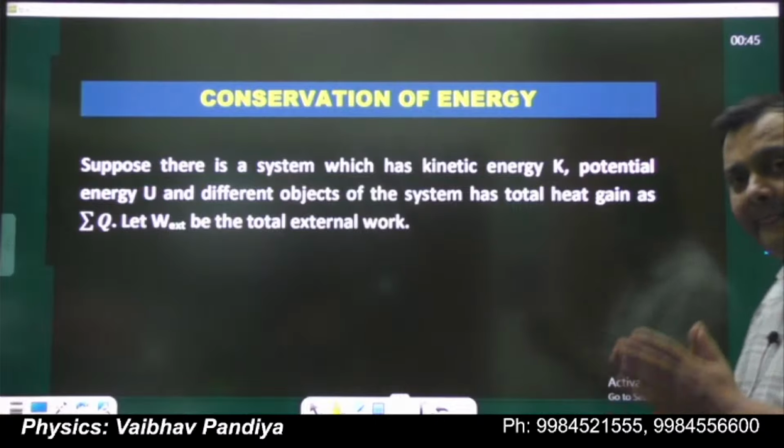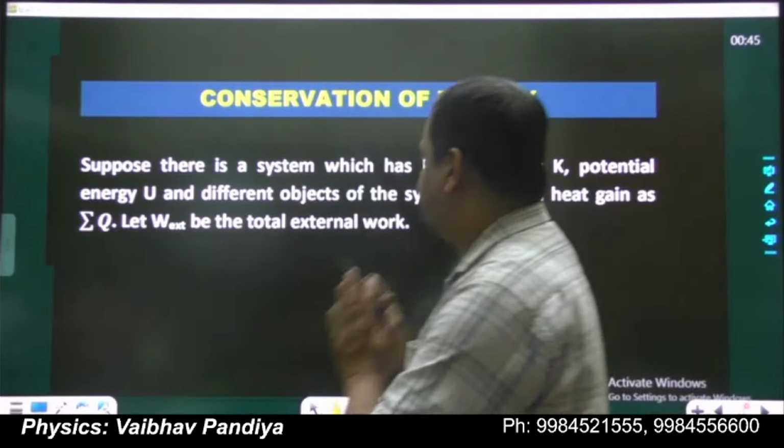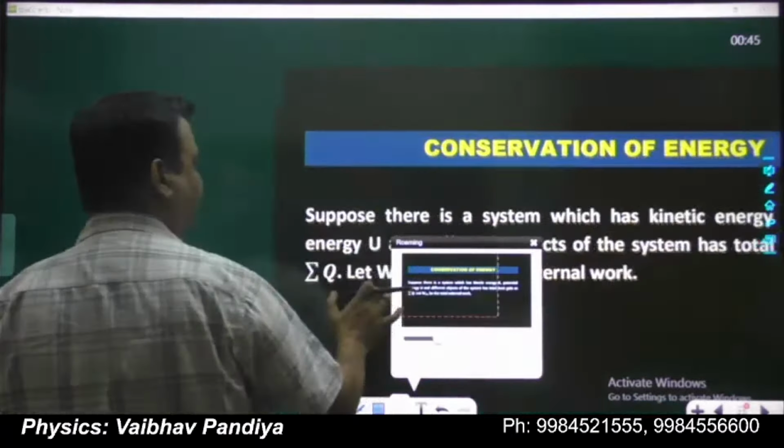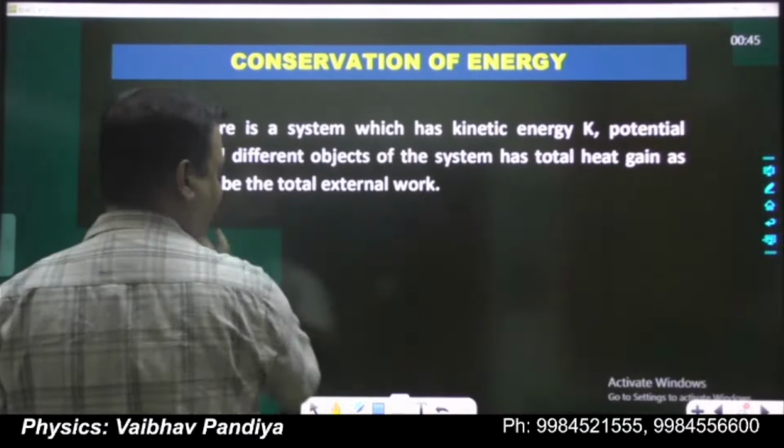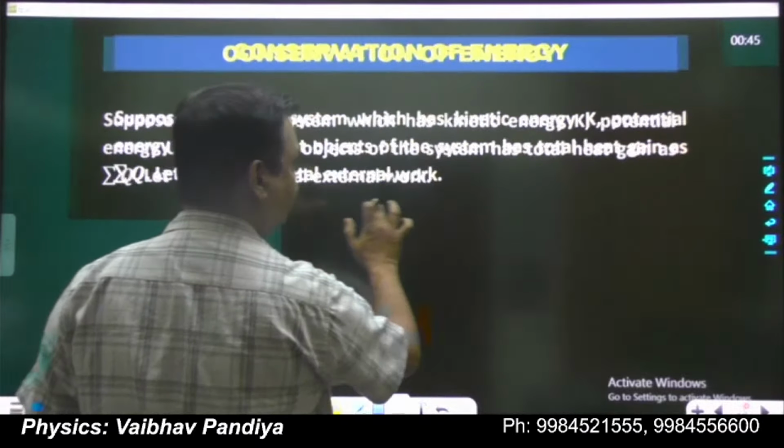Now let's see the principle of conservation of energy. Suppose we have a system. Suppose we have some system, okay?